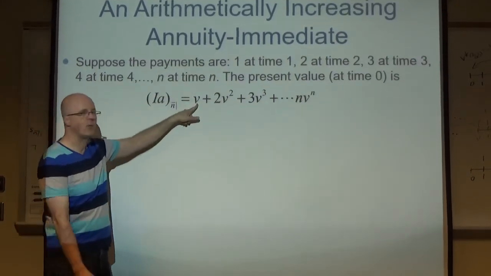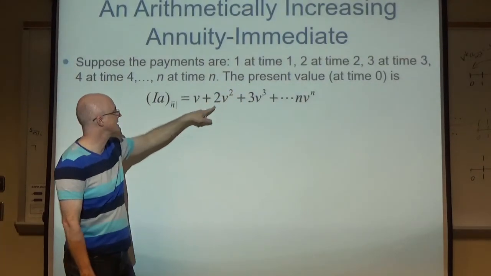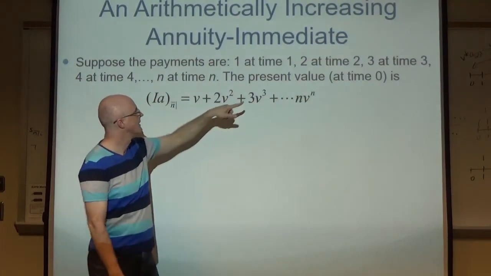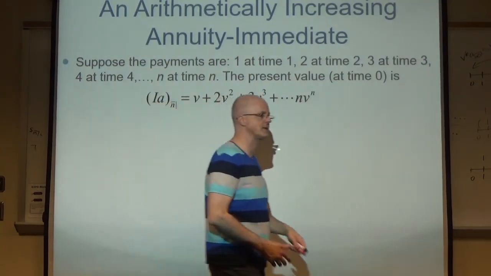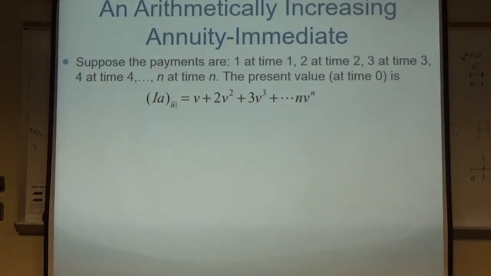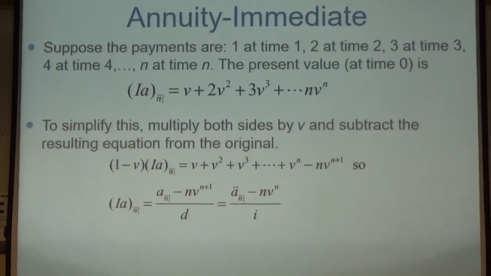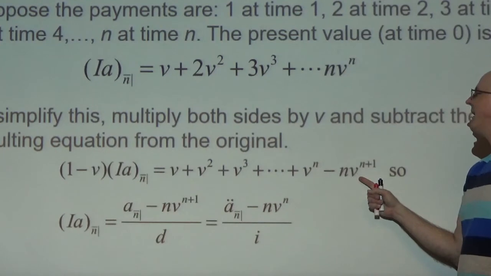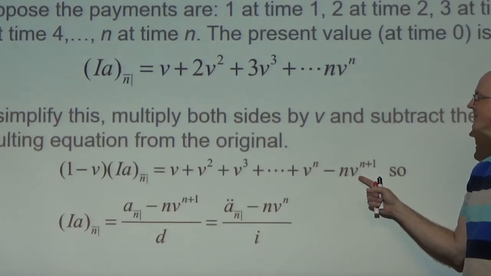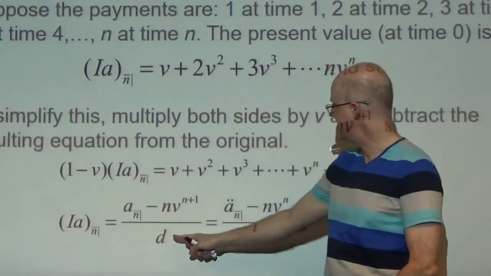The first payment at time 1 has a present value of v. The second payment of 2 at time 2 has a present value of 2v squared. Third payment of 3 at time 3 has a present value of 3v cubed. This is not a geometric series. However, through a bit of trickery, you can relate it to a geometric series. If you multiply both sides by v and subtract the resulting equation from the original, I'll let you check that you get this. You can then divide both sides by 1 minus v, and then use the fact that 1 minus v equals d to get this thing.